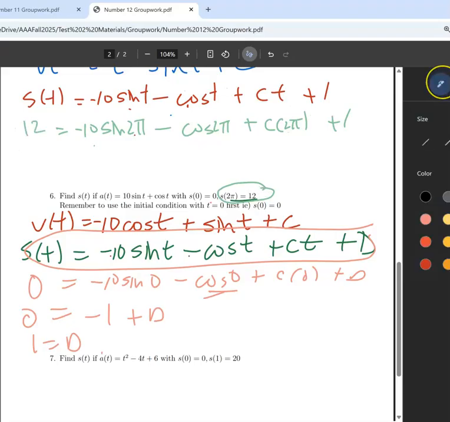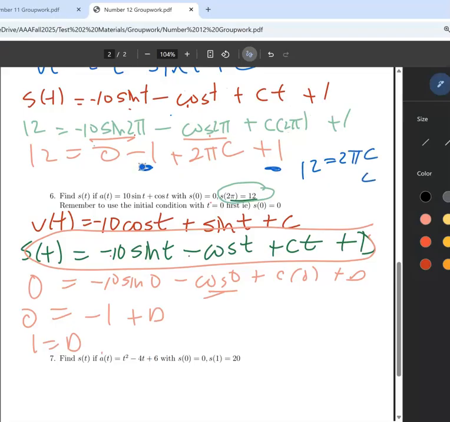Okay, 12. So sine of 2 pi, you know that's 0. Cosine of 2 pi gives you a 1, so it's a minus 1. And then this gives me 2 pi times c, and then plus 1, and that's all equal to 12. Oh, well, look at that. Negative 1 plus 1, those go away. So let me write it over here. I'm left with 12 equals 2 pi c. So c will equal 6 over pi.